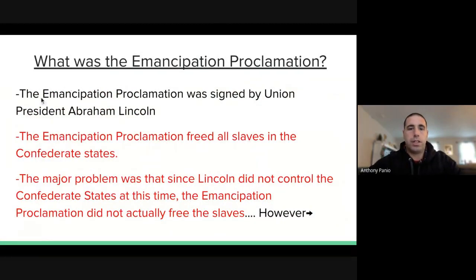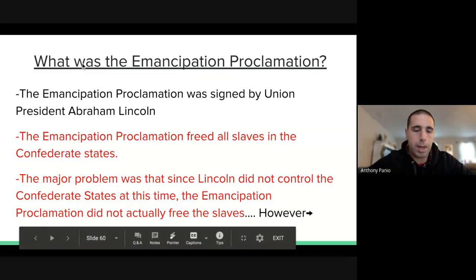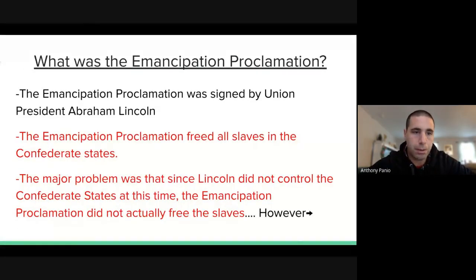So let's go through this. Let's start here at the top. Please copy down what's in red. What was the Emancipation Proclamation? I'll give you about a minute to do so, and then we'll go over this.